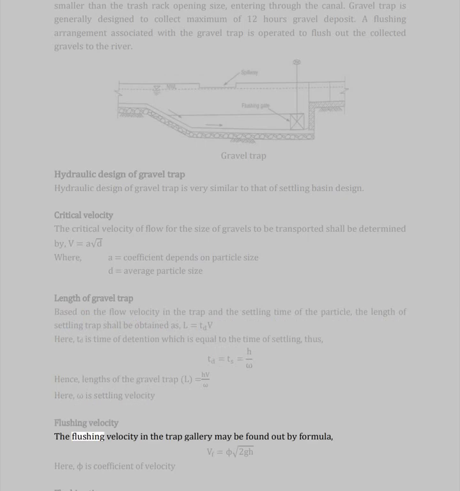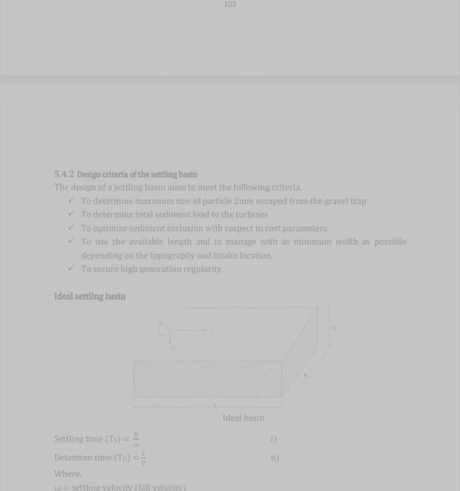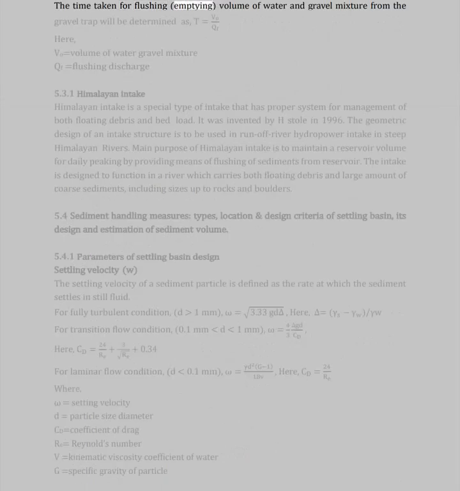Flushing velocity. The flushing velocity in the trap gallery may be found out by the formula V equals phi square root of 2gh. Here, phi is the coefficient of velocity. Flushing time. The time taken for flushing, emptying the volume of water and gravel mixture from the gravel trap will be determined as T equals VO over QF, where VO equals volume of water-gravel mixture, QF equals flushing discharge.